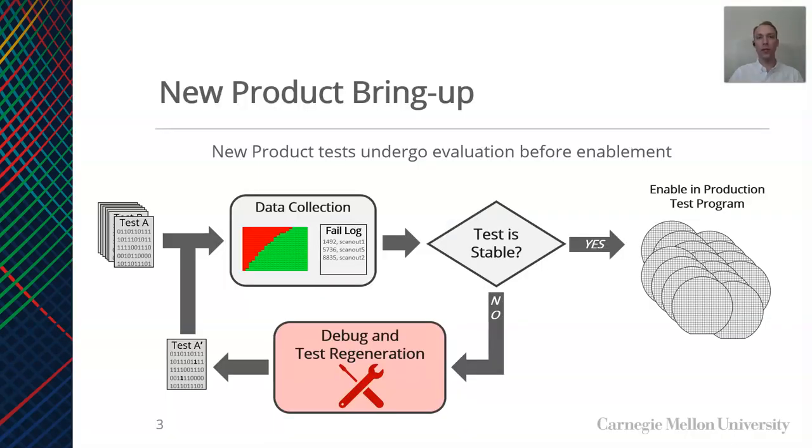When a new integrated circuit product is introduced, there are many tests that must first be evaluated. Each of these tests will undergo some initial data collection, which often includes SHMOO collection, margin analysis, and if necessary, fail log collection. If the test is deemed stable, it could be enabled in a production high-volume test program. However, if the test is not, it must undergo root cause debug to identify the issue and then regeneration to address the issue.